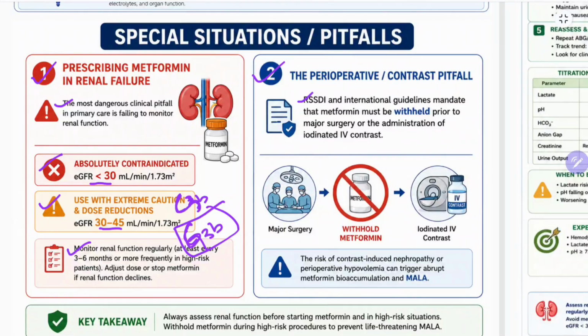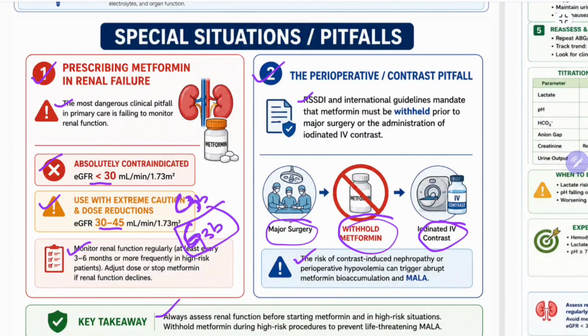RSSDI and international guidelines mandate that metformin must be withheld prior to major surgery or the administration of iodinated IV contrast. That should be kept in mind. In both these things, metformin should be withheld. The risk of contrast-induced nephropathy or perioperative hypovolemia can trigger abrupt metformin bioaccumulation and MALA.